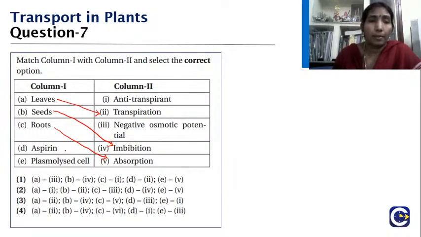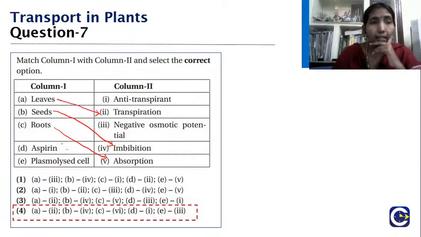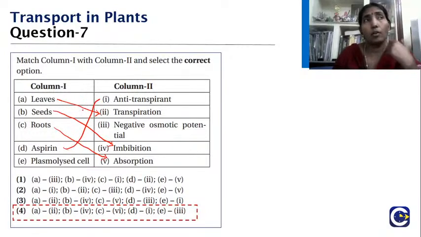What about this aspirin? When it comes to aspirin, what should be your answer? It is nothing else than that it is going to create the anti-transpirant effect. So aspirin has an anti-transpirant effect. What do you mean by anti-transpirant? That will not allow the transpiration to take place. And what about the plasmolysed cell? The plasmolysed cell, okay, will exert a negative osmotic potential.